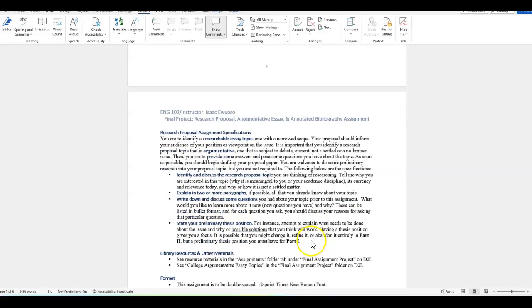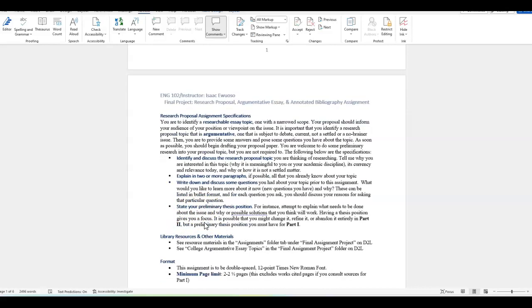Then the next thing you need to do is to establish a preliminary thesis position. What is your position? You can change this position, but you should have a preliminary thesis position that tells me this is where you stand on the issue. Of course, we're going to have activities to help you understand what it means to create a preliminary thesis position, and also how to modify it to make it stronger. So it doesn't have to be perfect. All you need to do is to get it started, and that's what I want to see for your part 1.